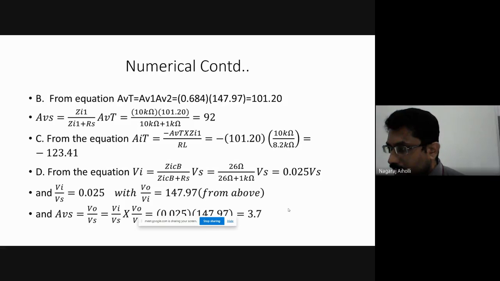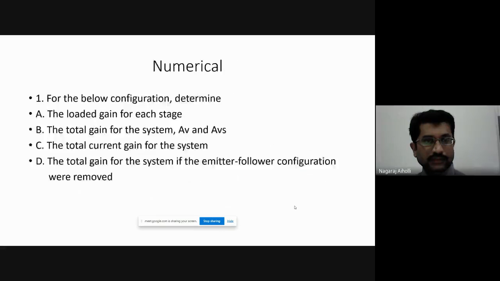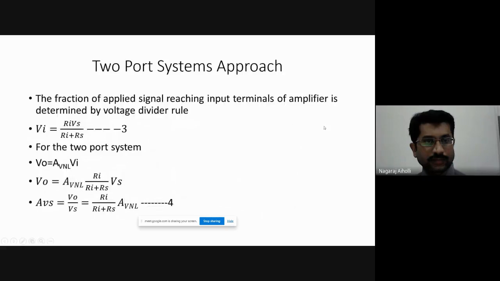Vi is equal to Ri by... one minute, I'll go back to that equation. This equation: Vi is equal to Ri by Ri plus Rs into Vs. Equation 3. We have to use this equation because the source voltage is given with source resistance Rs. Vi will be Ri into Vs divided by Ri plus Rs. Note down this equation: Vi is equal to Ri Vs divided by Ri plus Rs.